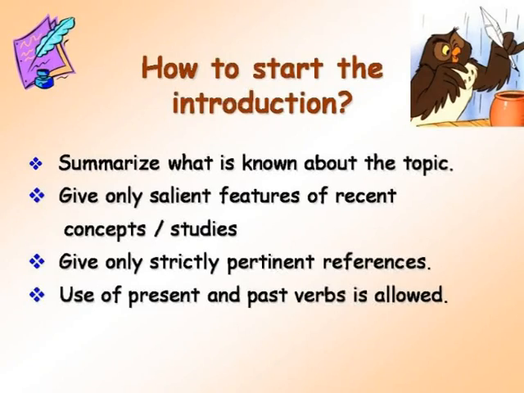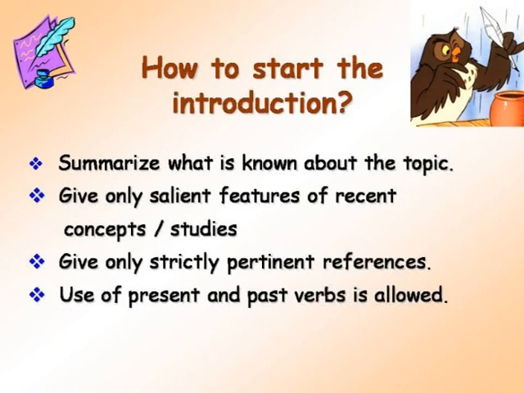how to start the introduction. Generally, it is good if you can summarize what is known about the topic separately. You may not put it into the introduction, but you summarize it in a small paragraph so that your thoughts are very clear. Sometimes you may think something, but when you write it, it does not come out the way you want it to sound. Okay? So, you summarize what is known about the topic, and then you can select the salient features and include it in your introduction. Give only salient features of recent concepts and studies.